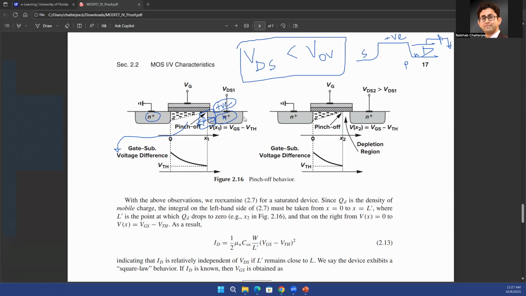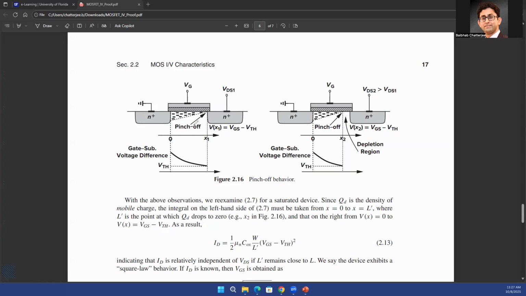All right. So as you are applying a drain to source voltage, you keep on reducing the thickness of the channel on the right hand side. So the thickness of the channel is the full channel thickness on the left side. But on the right side, because the depletion region is widening and depletion region does not allow any majority carriers in it, the thickness of the channel on the right hand side will keep on reducing.